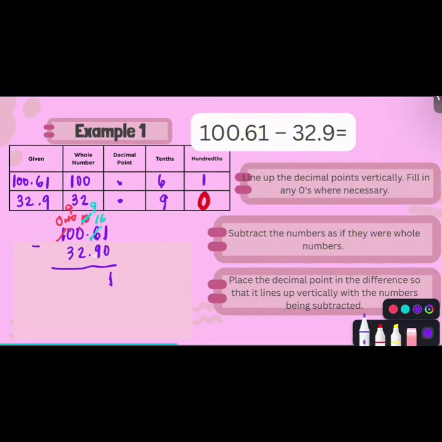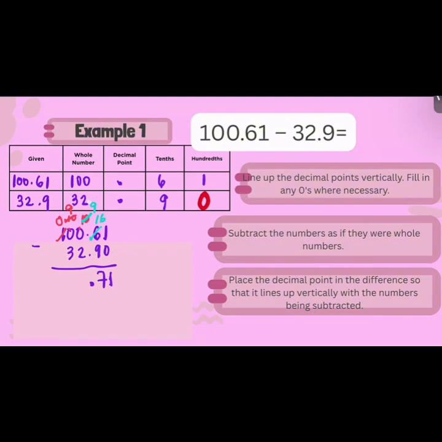16 minus 9, that is 7. Then, copy the decimal point. The next, 9, here we will refer. 9 minus 2, that is 7. Next, 9 minus 3, that is 6. And since the hundreds is 0, we have nothing to write. So our final answer is 67 and 71 hundredths.